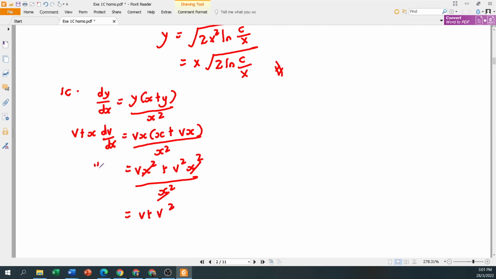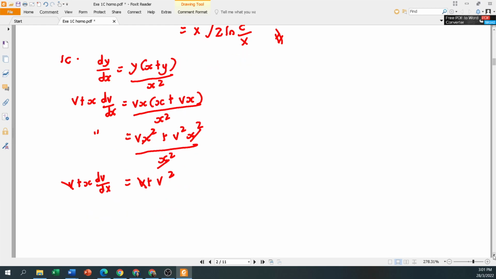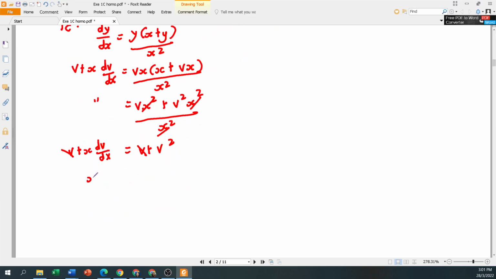Okay, remember, this is actually v + x dv/dx. So the v on the left side and right side cancel out. Then you have x dv/dx equal to v squared. So this is v squared over 1. So dv over v squared equal to dx over x. And then you integrate both sides.